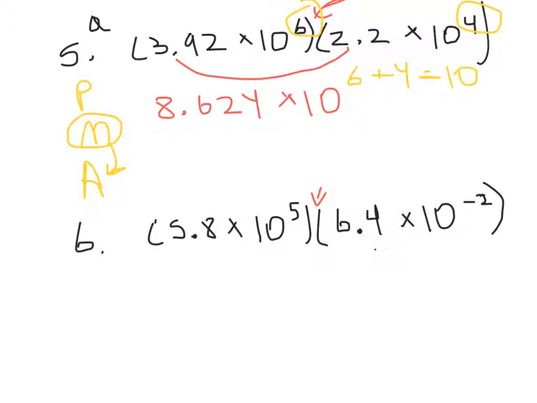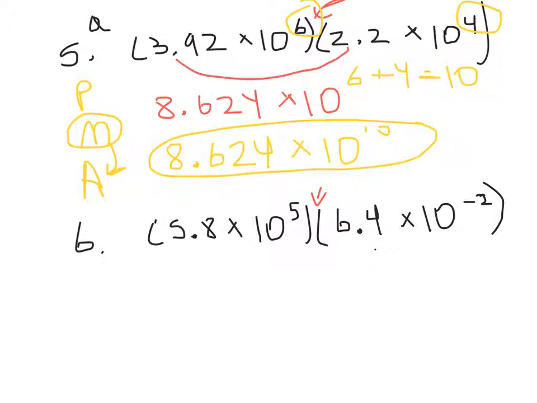And then we would write our scientific notation as 8.624 times 10 to the 10th power. And we would go ahead and leave it as that because as you can see, our first decimal is in between 1 and 10, so we don't have to make any changes.